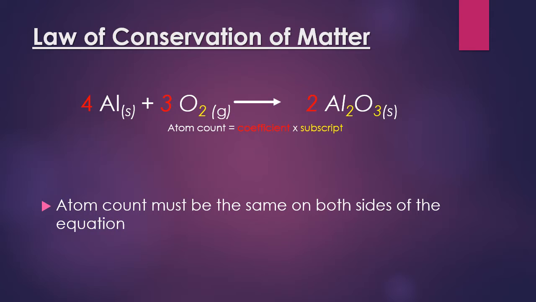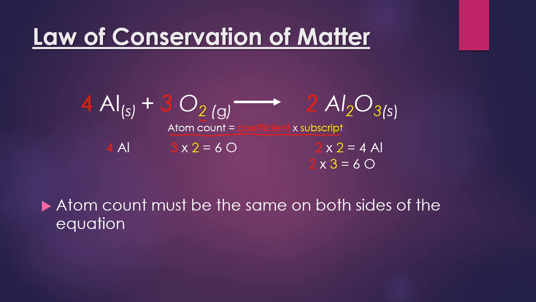Well, neither can atoms. Whatever I put in the flask, I need that same amount of stuff coming out of the flask. So that's what the atom count is saying here. So how do you figure out the atom count? Well, you take the coefficient and you multiply it by the subscript. I have it color-coded here so we can see it a little bit better. Notice coefficients are in red. The subscripts are in yellow.